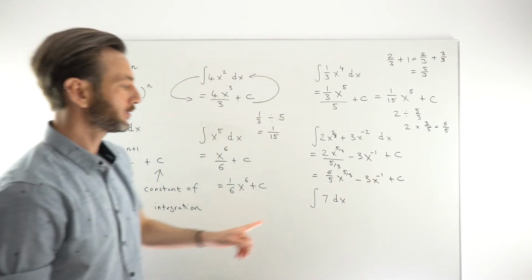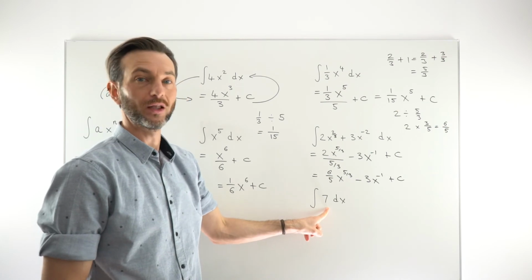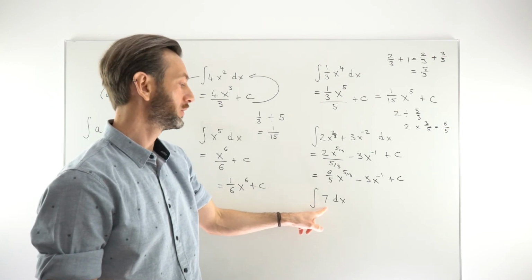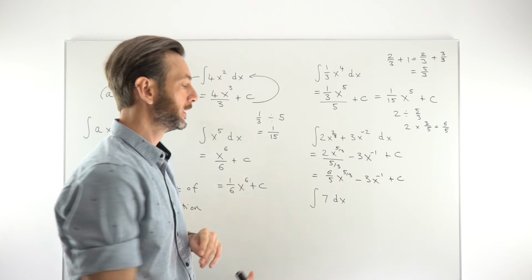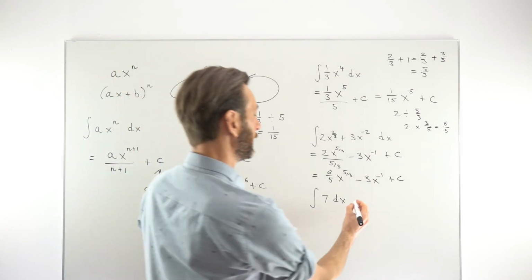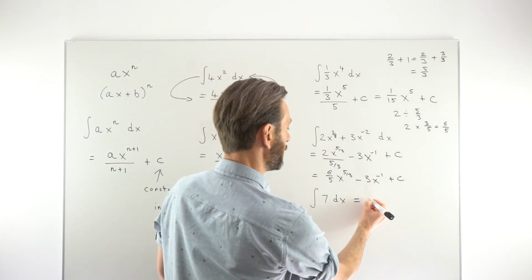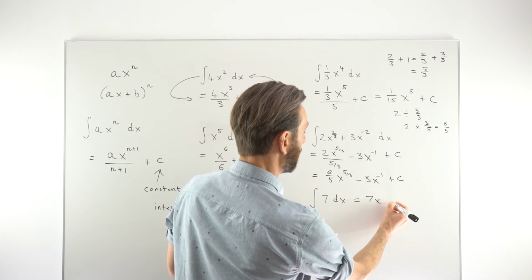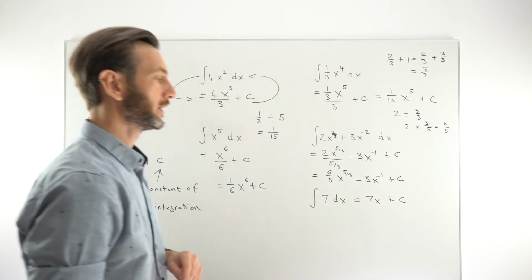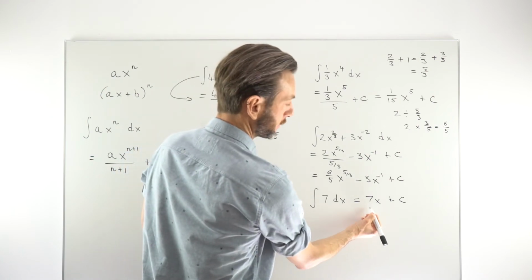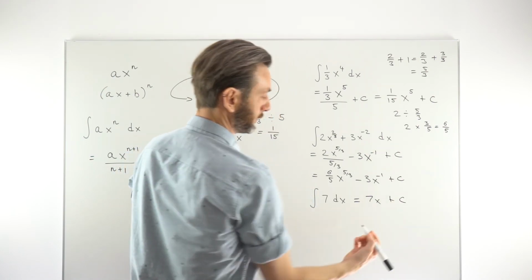Okay, and then finally, let's look at this example where we've got just a constant. Now, in differentiation, when you differentiate a constant, you get 0. It's different in integration. In fact, let me just show you the answer and then we'll explain why. So the answer here is 7x plus c. Now, why is that? Well, I'm claiming that this here is the antiderivative, the integral.